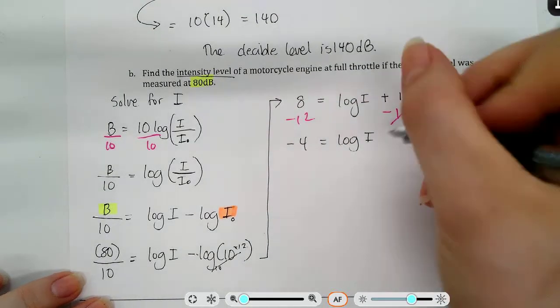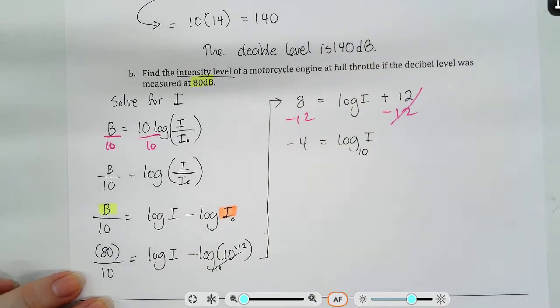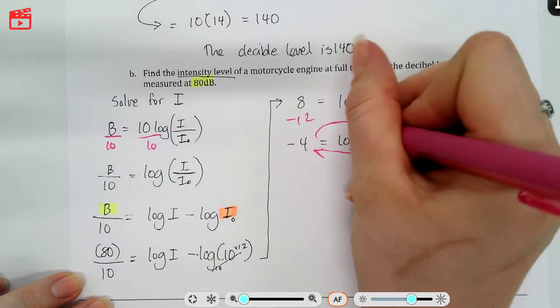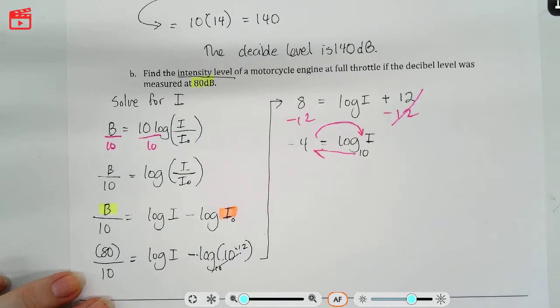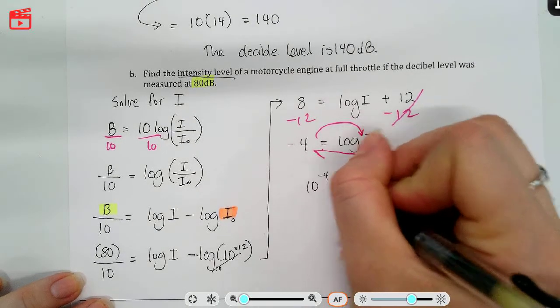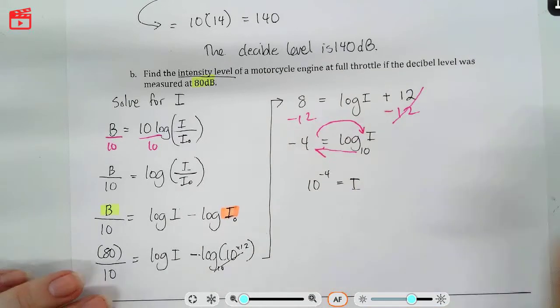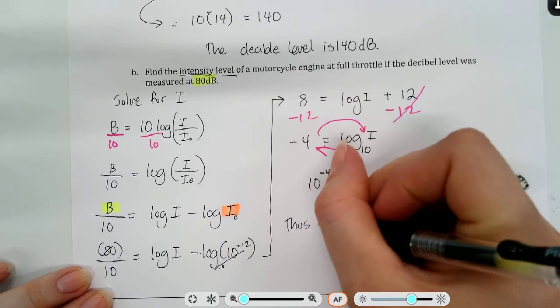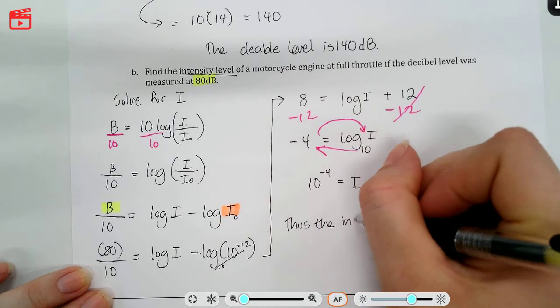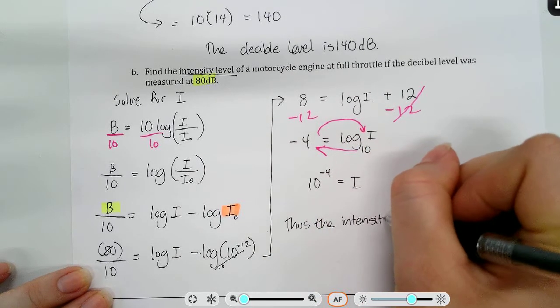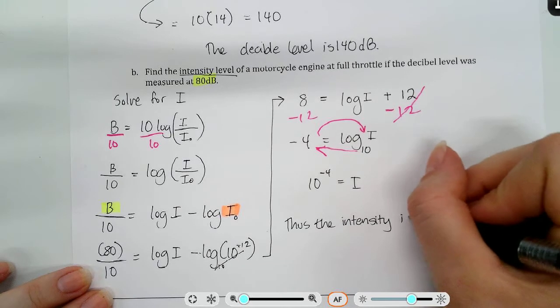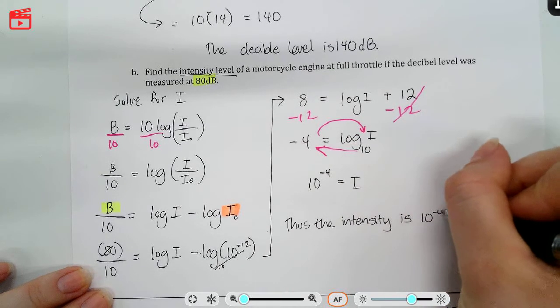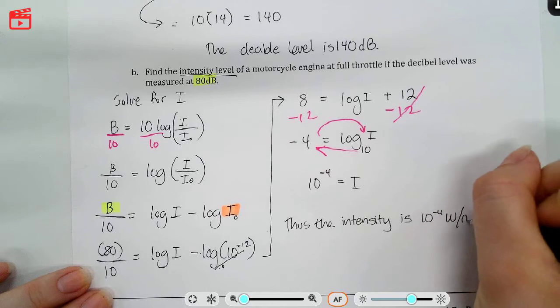So solving for I, it's in the argument, so I'm going to turn this into exponential form. So this is going to be 10 to the negative 4th power equals I. All right, there we go, the intensity level. So thus, the intensity is 10 to the negative 4 watts per meter squared.